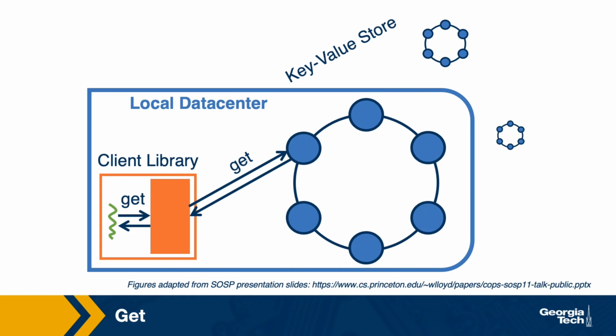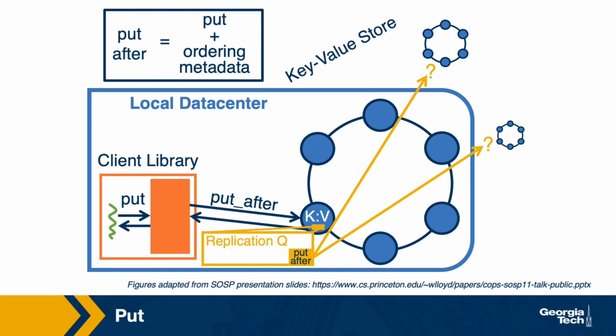In the COPS solution, when the client tries to read data, it performs a get operation, and this one is served from the local data store, just like in Memcache. However, one important difference is that the client library is going to capture information about the fact that this data was read. Later on, when the client needs to perform a put operation, it's not just going to include the put operation and the key value pair that it wants to update, but it's going to include some ordering metadata. This is not what happens in the traditional key value store model.